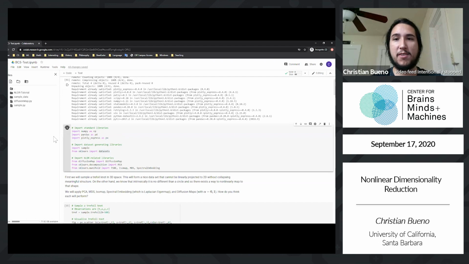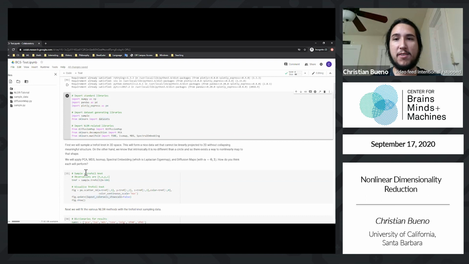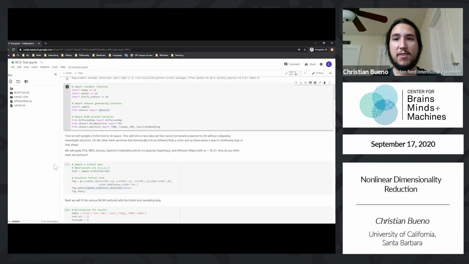The next thing is just a bunch of standard libraries and getting some of the other implementations of the other manifold nonlinear dimensionality reduction algorithms like T-SNE, Isomap, MDS, etc. Okay. And so the first thing we're going to sample is, I really like the trefoil knot because I feel it's as simple as you can get while still being something that will just ruin PCA and at the same time look very pretty.